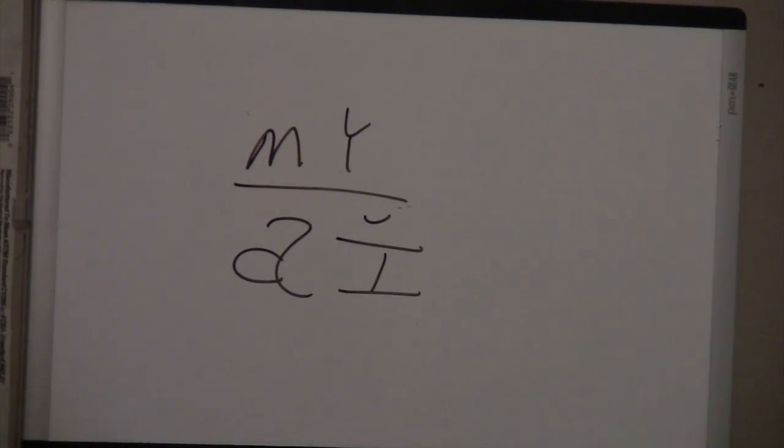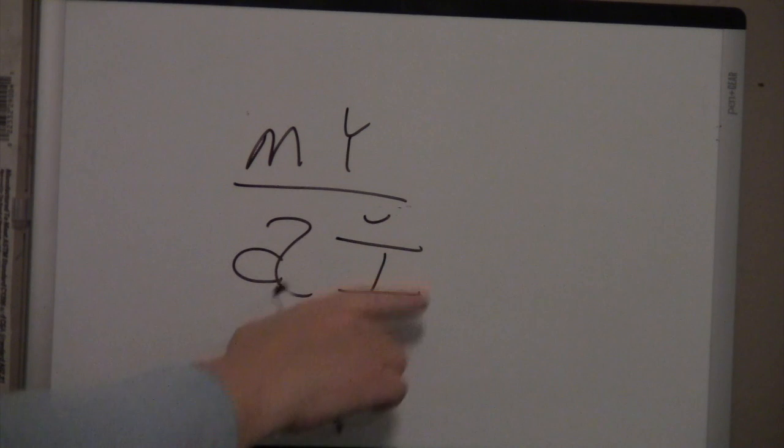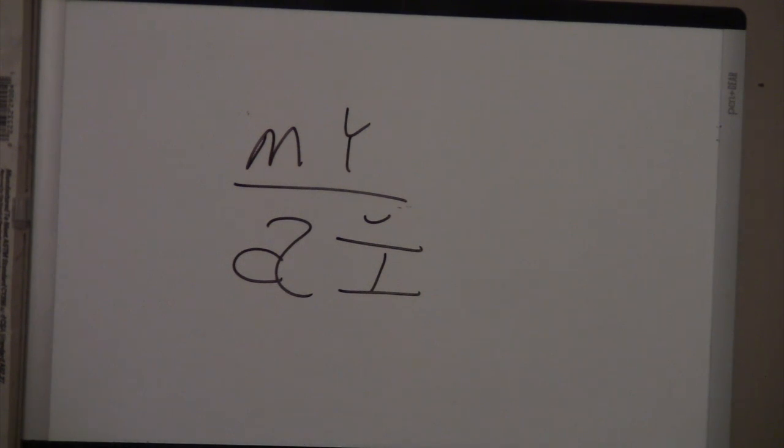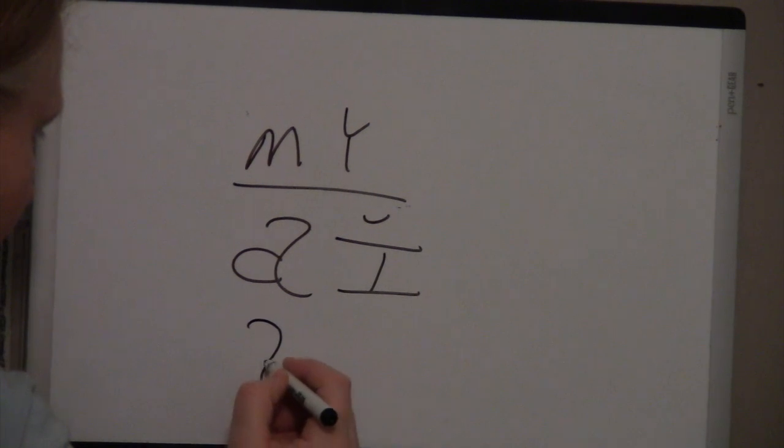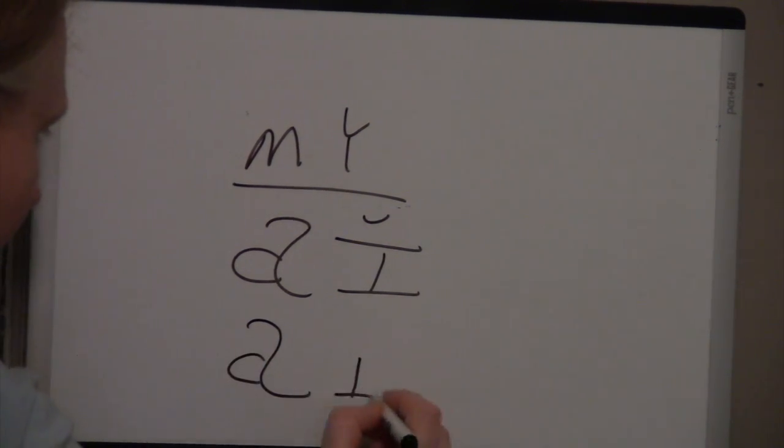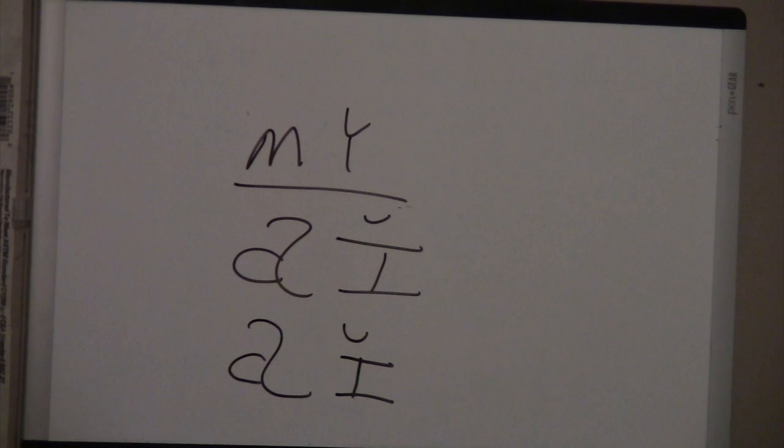That is the diphthong as in my, as in I. So this symbol makes the sound of I. Let's just write this one more time. I. Now put the breve above that I sound.